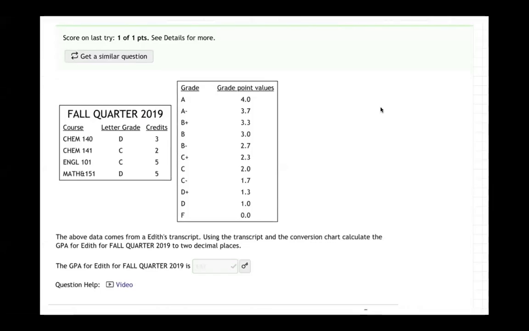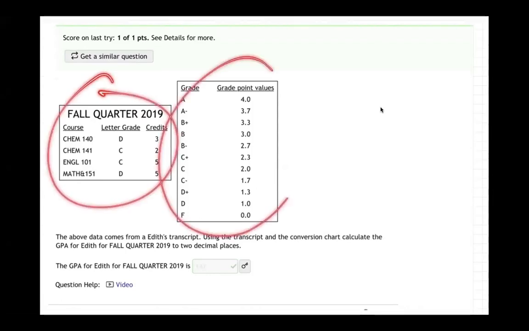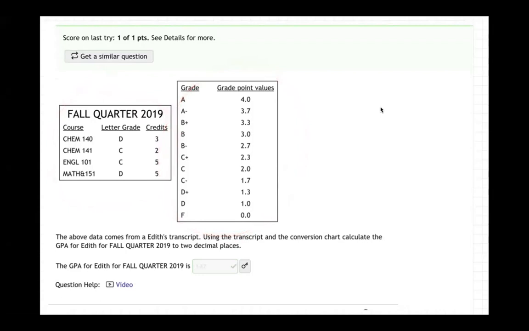Welcome to an example in which we are looking at some grades, some grade points, and we're going to calculate a grade point average, the GPA for Edith. So how do you calculate a grade point average? Well, look at these letter grades. Here's how Edith's fall quarter 2019 went. She had a rough semester.